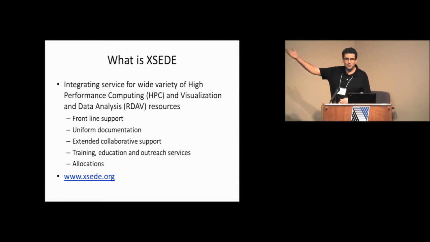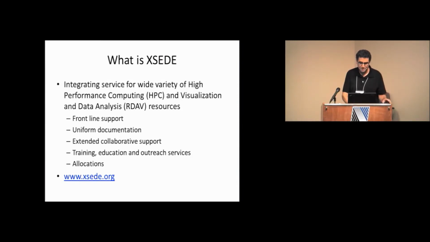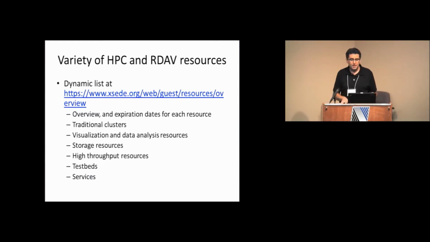And then there's the URL. You can go and dig around our website and learn about these different services that we offer. We support a wide variety of HPC and RDAV resources. We have a list at that URL, and I'll give you a view into this list. It gives you an overview and expiration dates.